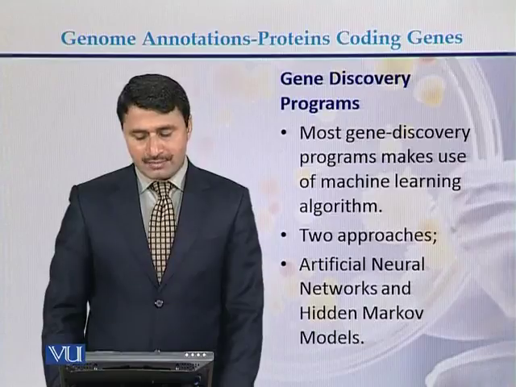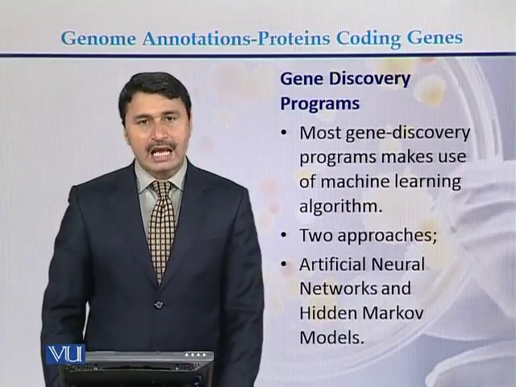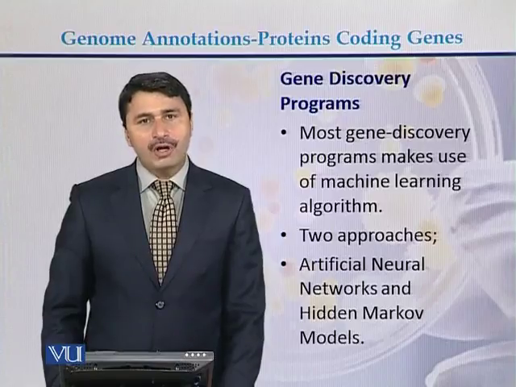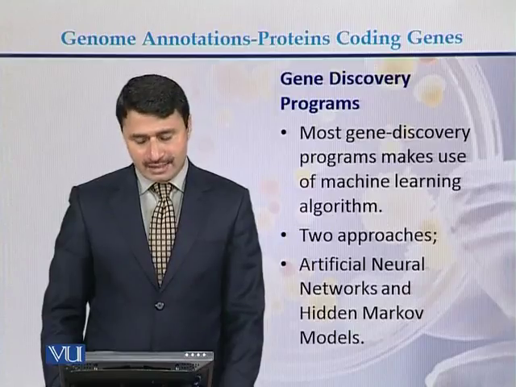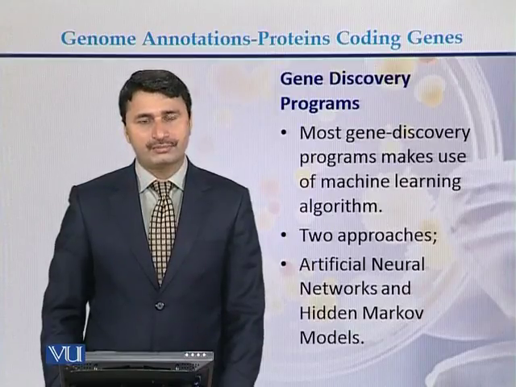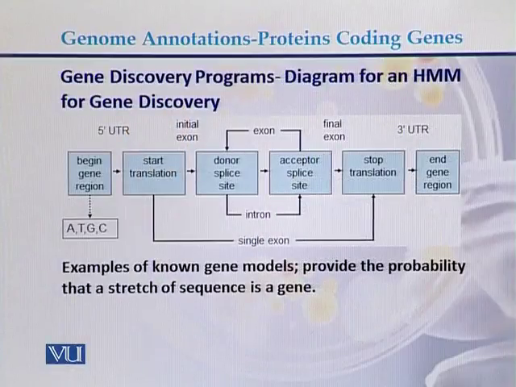Most gene discovery programs make use of machine learning algorithms. There are two common approaches used for genome annotation: artificial neural networks and hidden Markov models. This is an example of a hidden Markov model. Here we can see the 5-UTR region, the 3-UTR region, and the initial exon and final exon. So based on this information, there is a bigger gene region with a 5-UTR region, a 3-UTR region, and there are exons and introns.